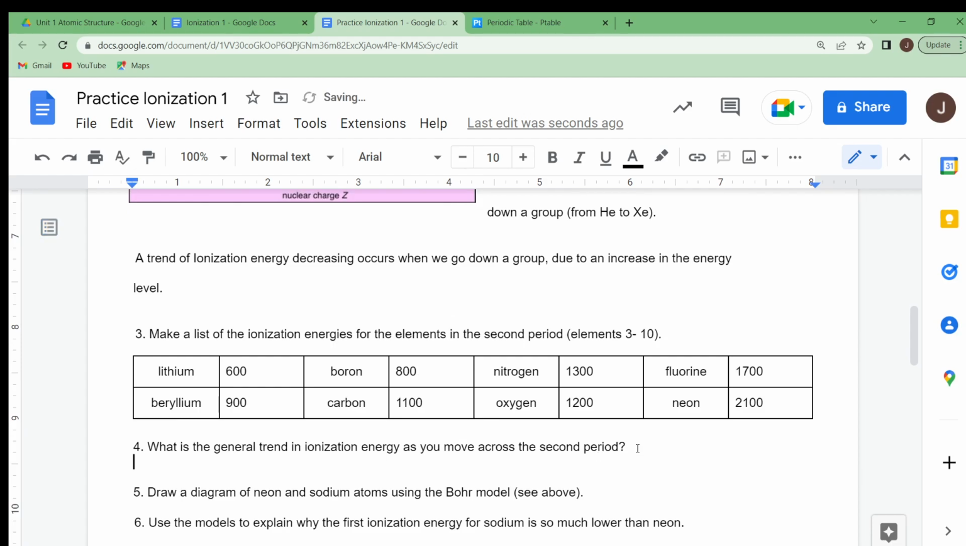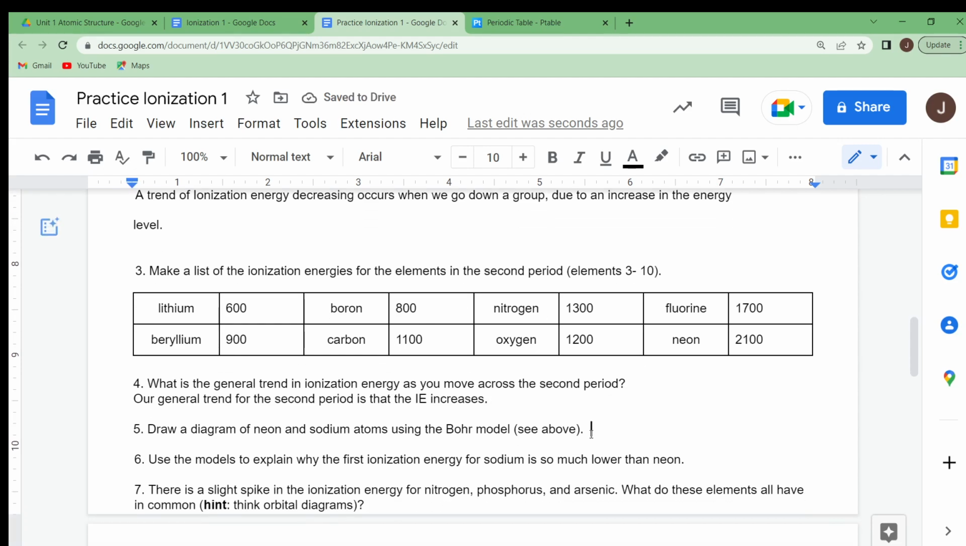So our general trend for the second period is that the ionization energy, and we're going to label it as IE, increases. And that's all we have to do for number 4.